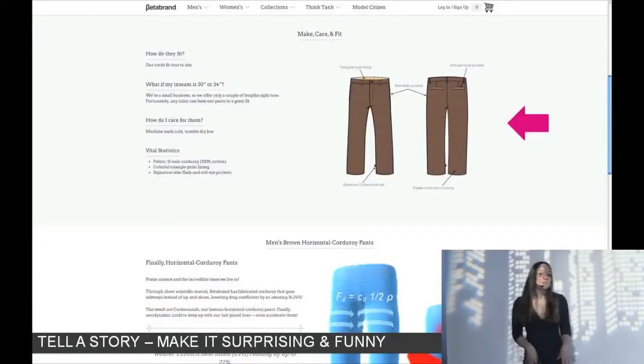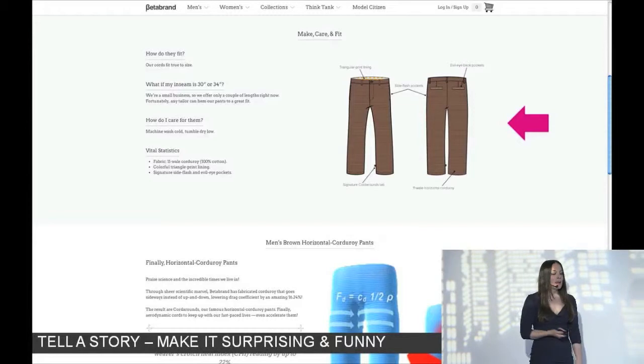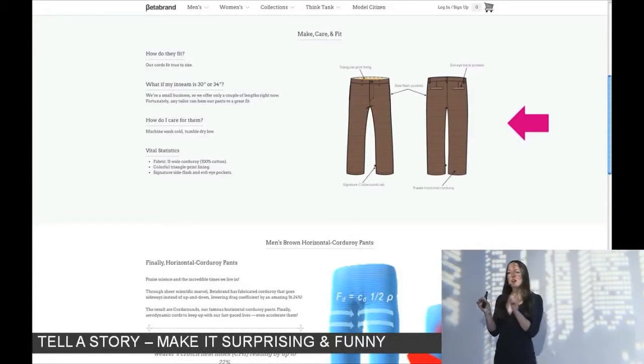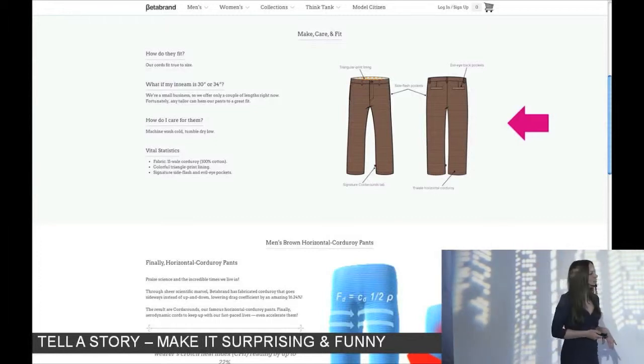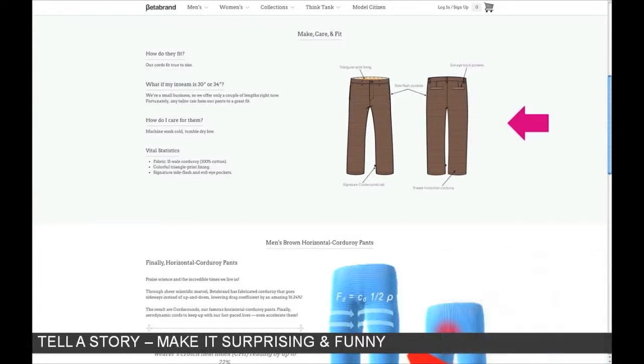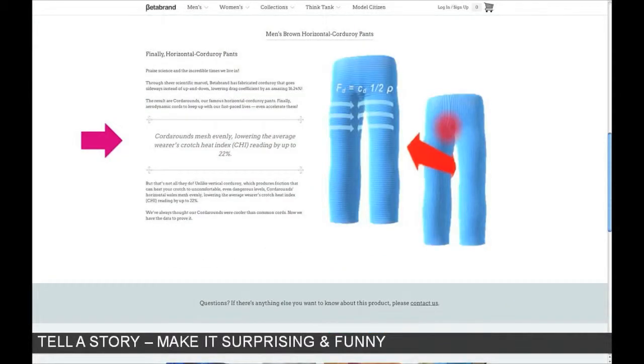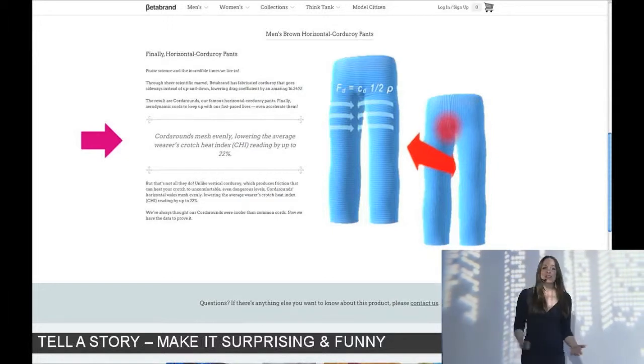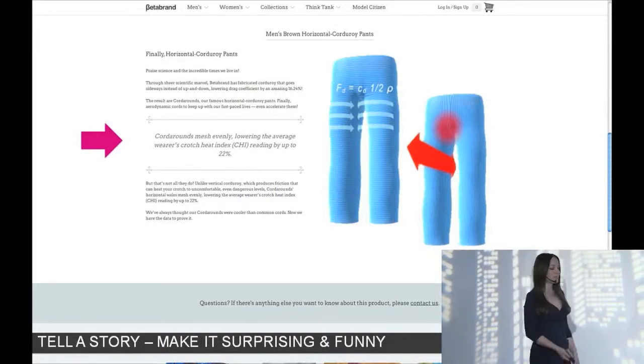So instead of doing corduroys that go down, they have stripes and they go across. And you start to realize that they're telling this in a bit of a weird way. You see that they've got like an evil eye pocket. You're thinking, is that really a tailoring term? And then you scroll down and you see that they've got this kind of statement. It says, corduroys mesh evenly, lowering the average wearer's crotch heat index, CHI, reading, by up to 22%. Guys, did you know you have a CHI? No, of course you don't. I mean, unless you walk around with a thermometer down in your pants, which I highly don't recommend. The point is, they're creating a weird story around something which is quite banal. Different ways to do the same thing.